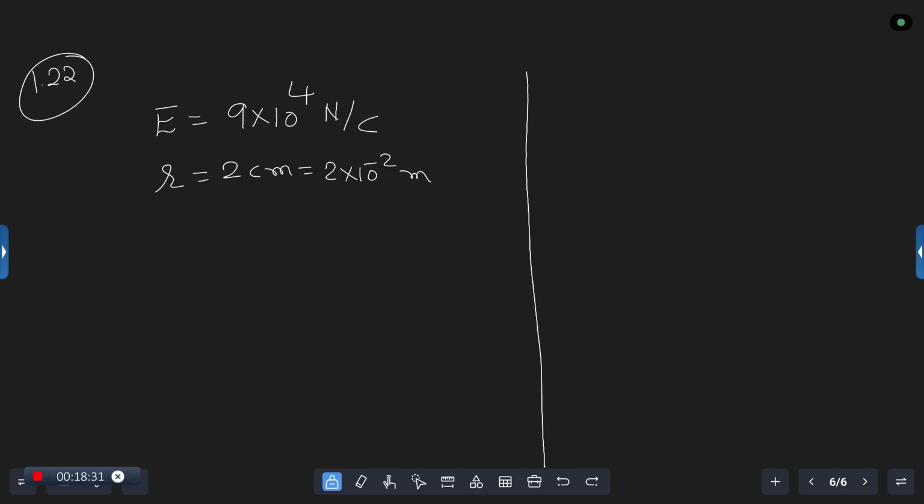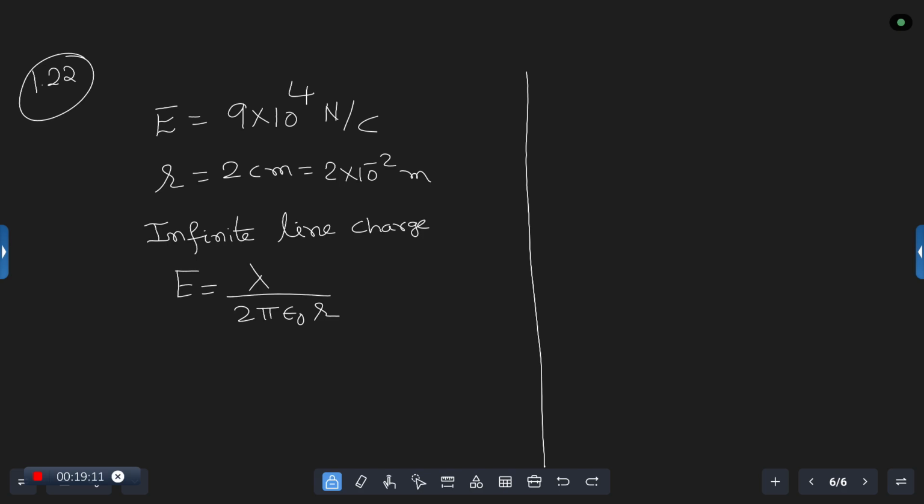Linear charge density means what is the formula? Linear charge density, sigma, yes or no? This is infinite line charge. It's given infinite line charge. For the infinite line charge, what is the formula? E equals lambda by 2 pi epsilon naught R.